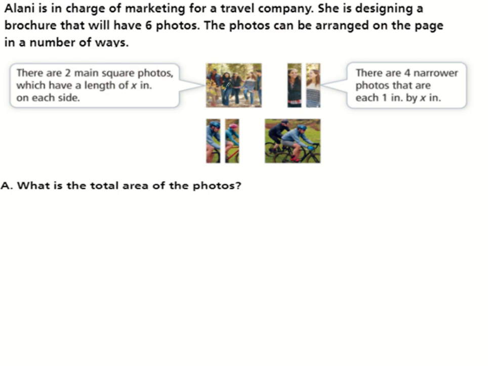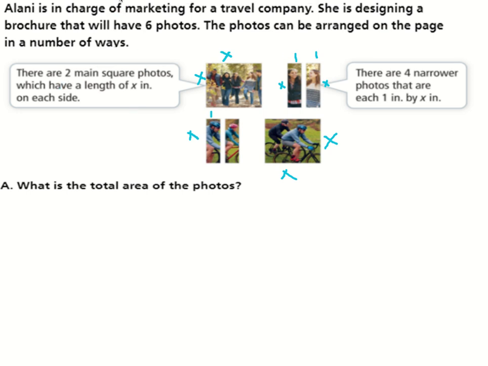There are 2 main square photos which have a length of x on each side. So these are all x. There are 4 narrow photos that are each 1 inch by x inches. So I know that this is x and I know this is 1. This is x, 1, x, 1. What is the total area of the photos?